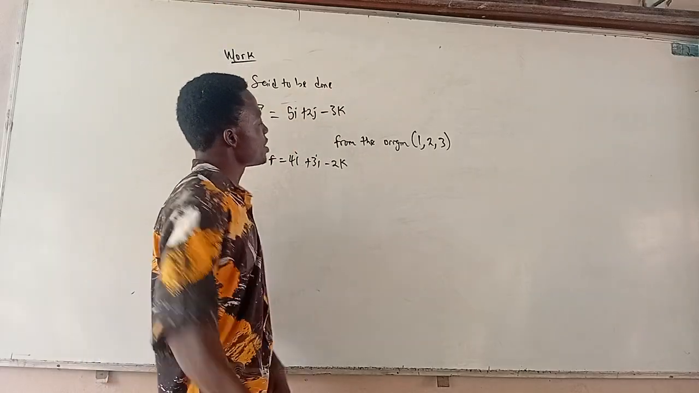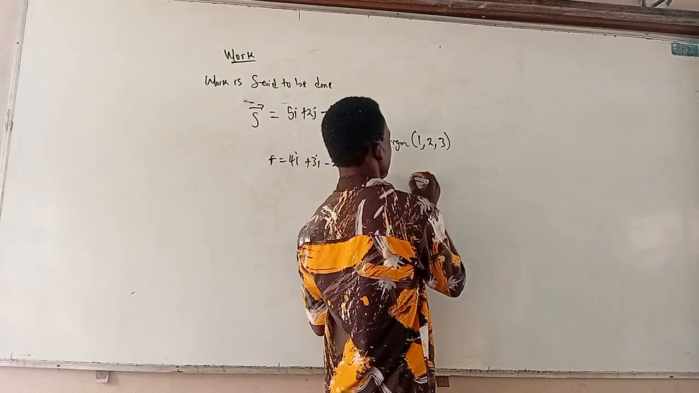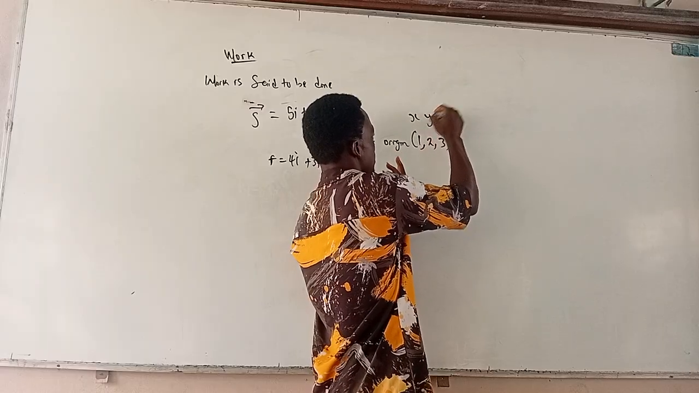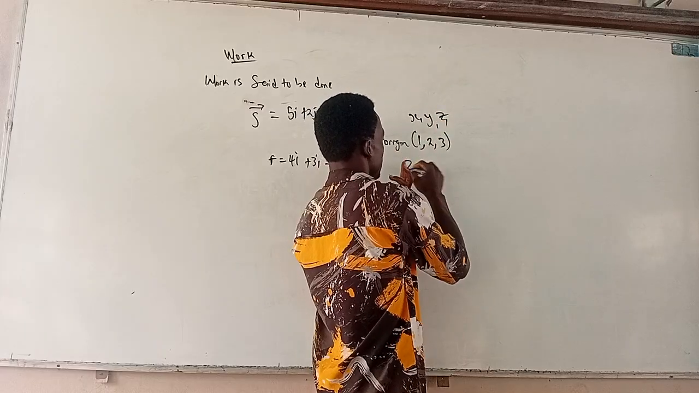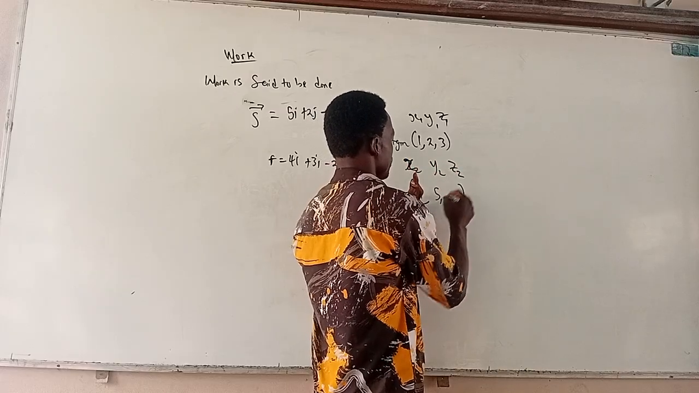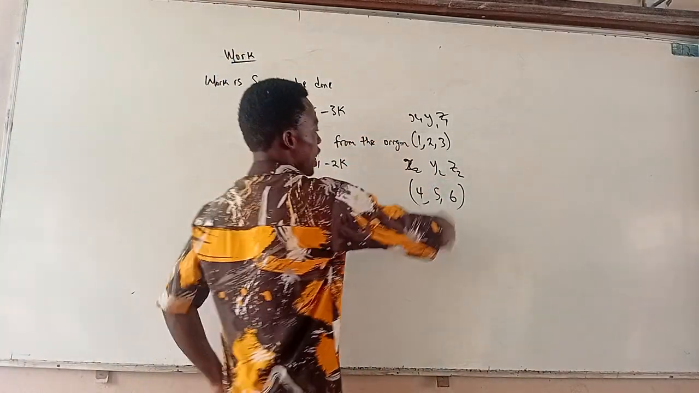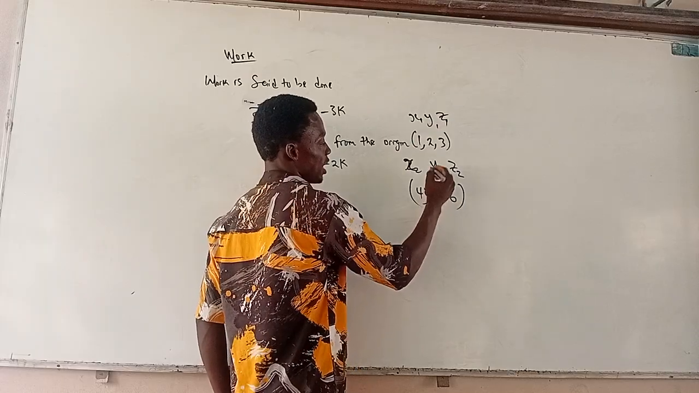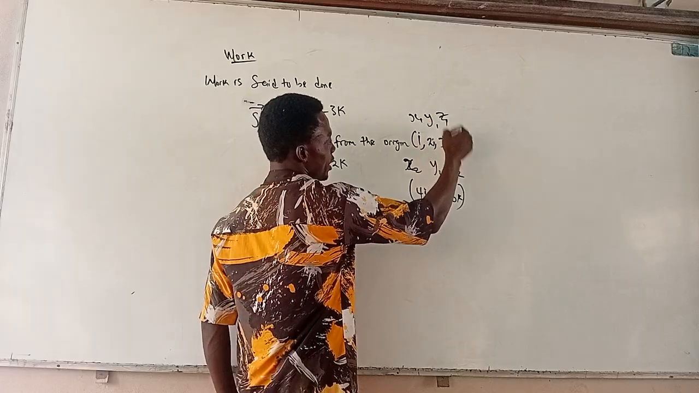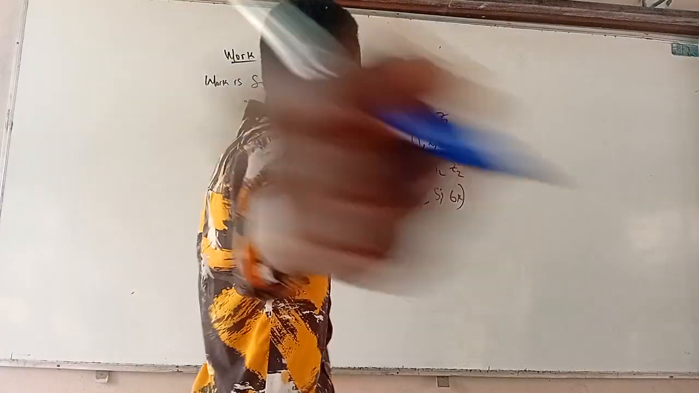But if you are not given the displacement and the body moves from this point x1, y1, z1, which is 1, 2, 3, to another point x2, y2, z2, which is 4, 5, 6, in this case you need your displacement. So what are you going to do now? You subtract: 4i plus 5j plus 6k minus 1i plus 2j plus 3k. So you subtract the two to get the distance that was moved, to get the displacement.